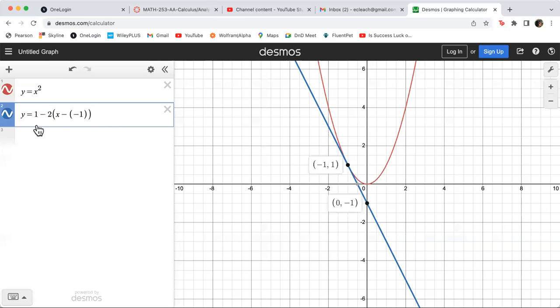Aha! Multiply the -2 times the x would be the -2x. And I have -2 times the +1 is -2. 1 minus the 2 is -1. Any questions?